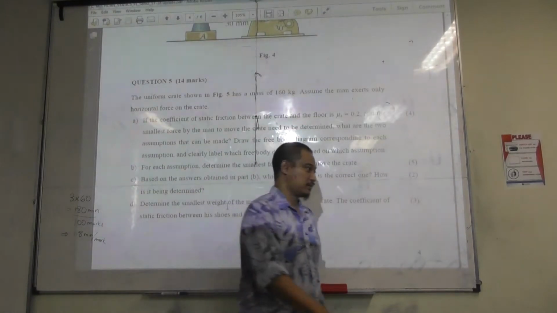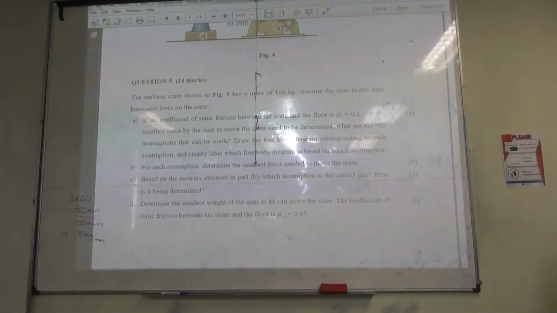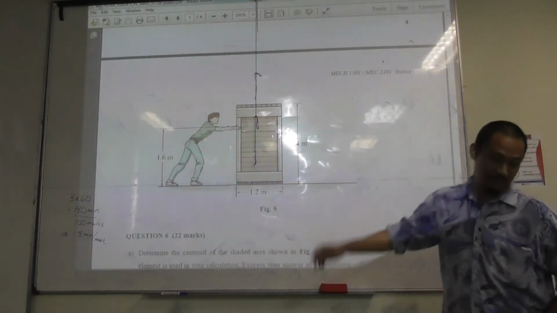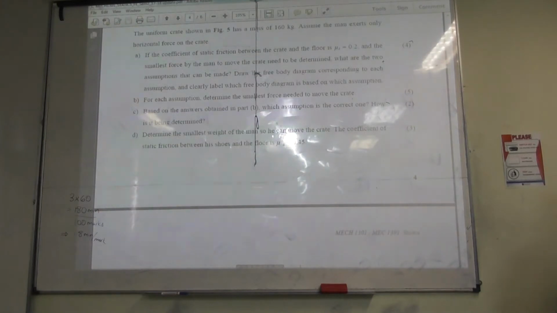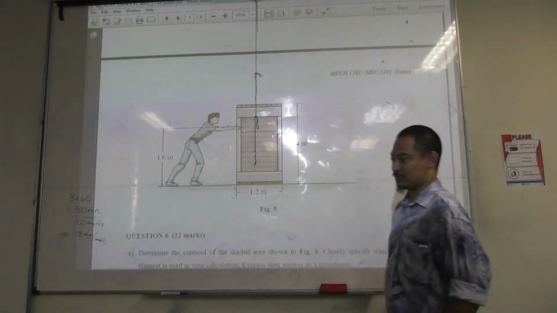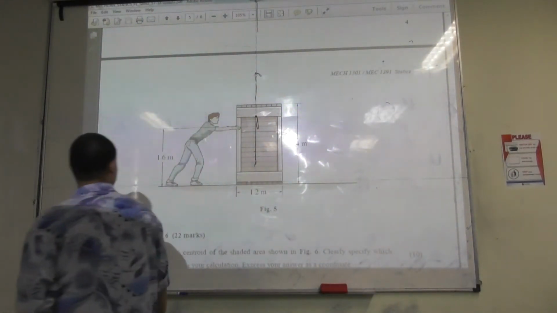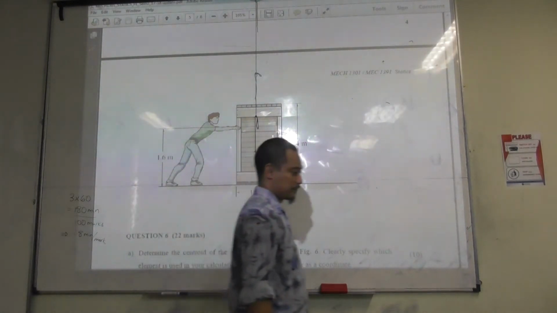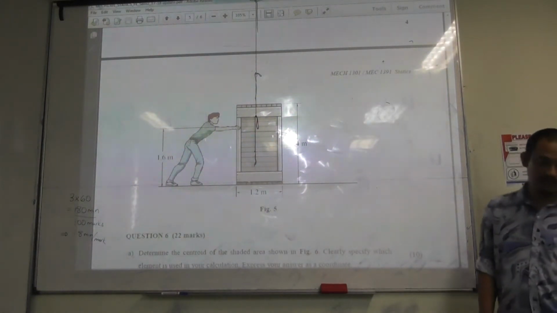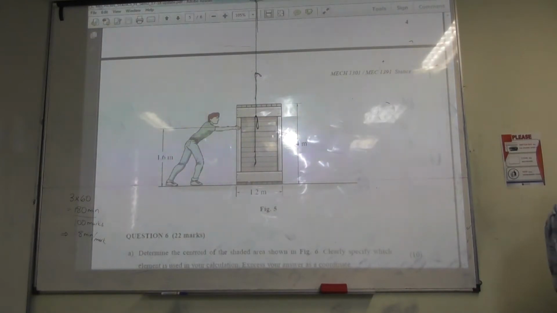7 minutes. Alright, so in 7 minutes, draw the 2 free body diagrams. How many assumptions? Because the question says what are the 2 assumptions that can be made? Take slip first, and draw the free body diagram for each. So please draw and see how long you take. Let's take this time as a trial to see whether you are already okay or not.